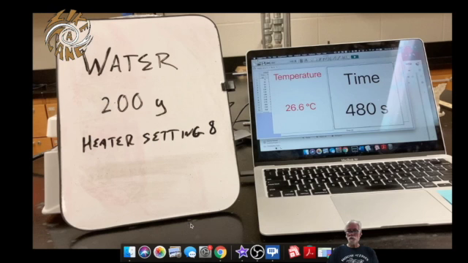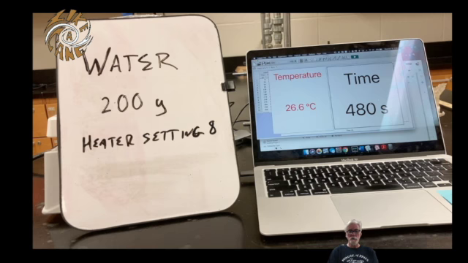So in this experiment, we have some water, 200 grams of water, on a hot plate, and the setting on this hot plate is an 8. That's going to turn out to be important because that's how we're going to, in a way, measure how much energy is being added to the water. Right now, the temperature is at 26 degrees. It's going to rise, and when it hits 30 degrees, we'll start our timer, and then we'll see what happens.